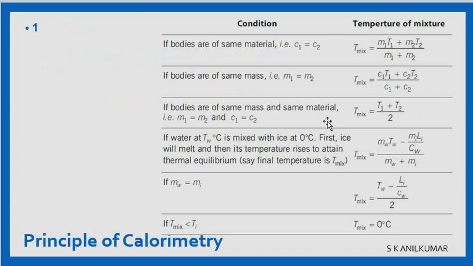Now, another principle of calorimetry is that if the bodies are of the same material, then C1 and C2 are the same. That is, the specific heat is the same. Then the formula simplifies to (M1 T1 plus M2 T2) divided by (M1 plus M2). If they are of the same mass, then it is (C1 T1 plus C2 T2) divided by (C1 plus C2). If the bodies are of the same mass and same material, then only temperature will impact the average temperature. If you take two glasses of pure water and mix, one hot and one cold, the mass is the same and the specific heat is the same, so only the change in temperature will create the average temperature. So this is how the formula works.